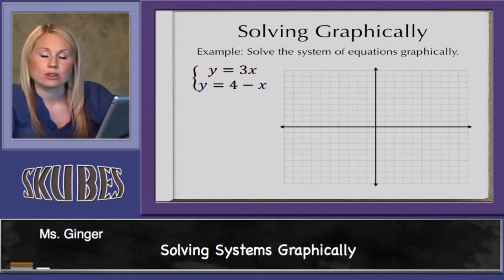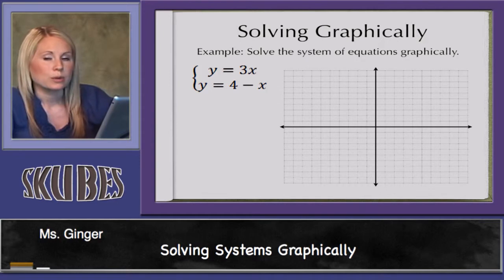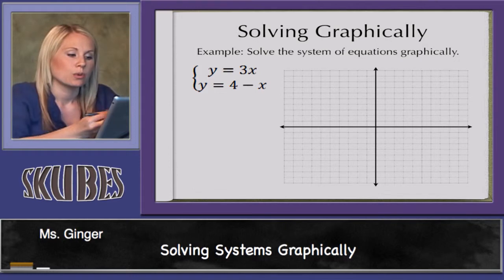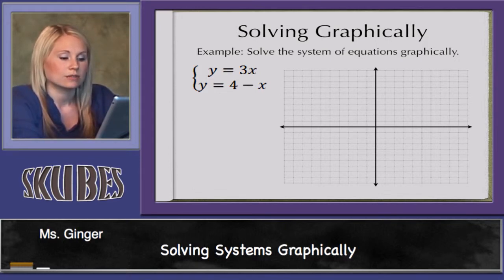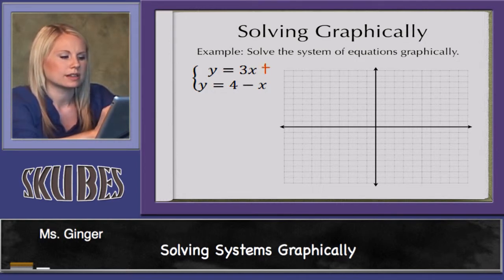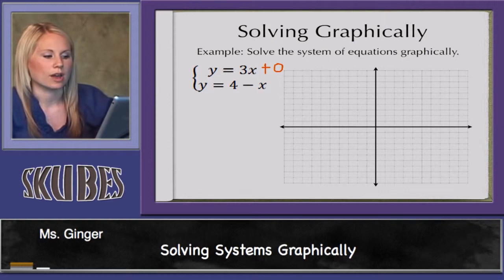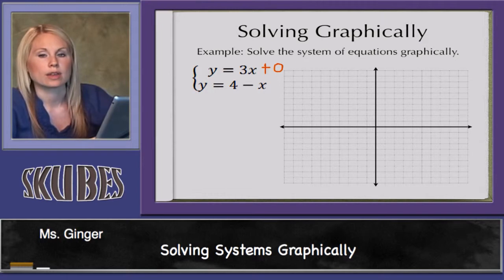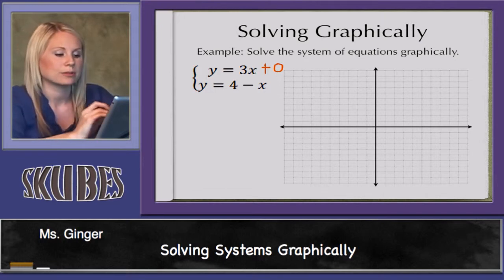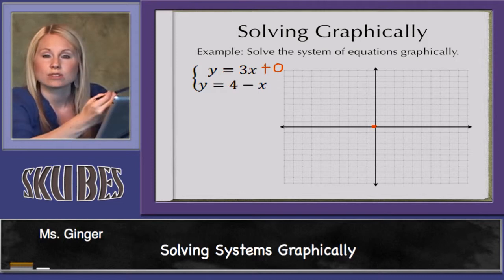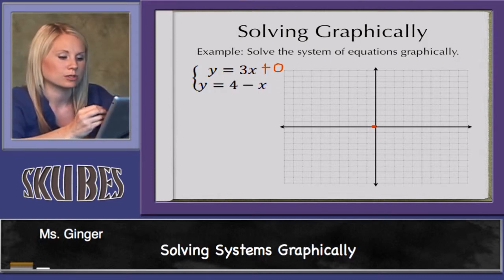So let's take a look at solving graphically. So we've got this system of two equations here. We've got y equals 3x and y equals 4 minus x. So we're going to graph these two lines first, and then we're going to see where they intersect. Let's take a look at these in slope-intercept form so that we can graph them more easily. There is no number out here behind this 3x, so I know that I could put a 0 in as my y-intercept. So starting at 0, to make my first coordinate, I'm going to now move up 3 and over 1 to find each additional point on this line, since my slope is 3.